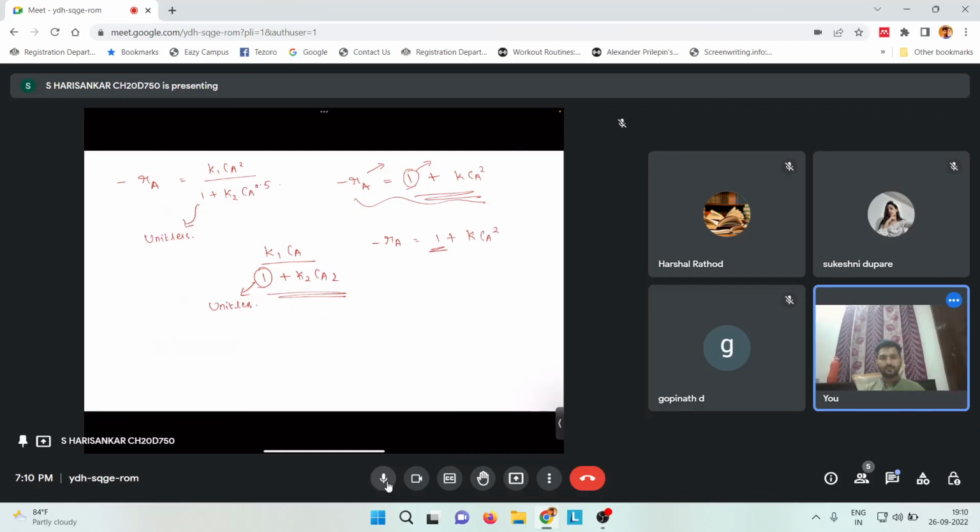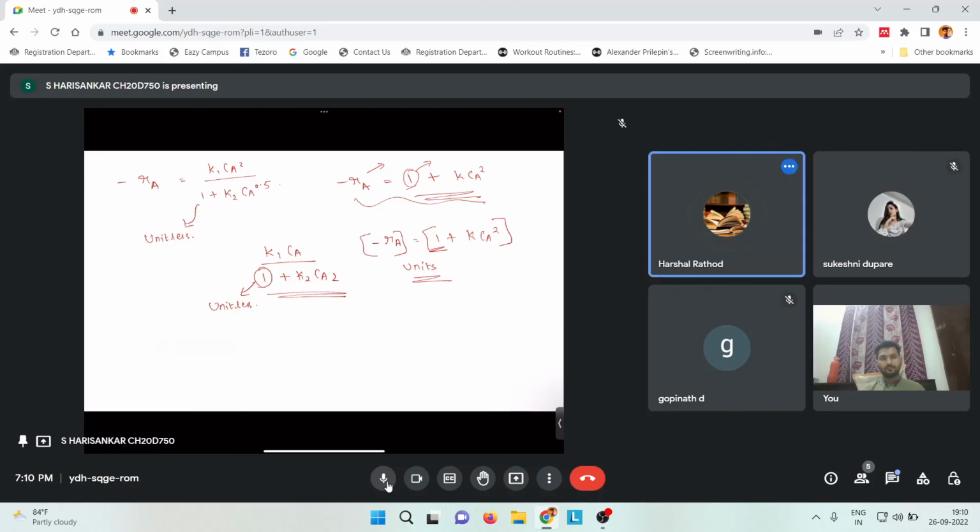Because for two sides to be equated, the units should be the same. This is what you learn in dimensional analysis, I think in transport phenomena as well. For two quantities to be equated, their units have to be the same, right? So that is the concept here. Do you want me to explain it again?